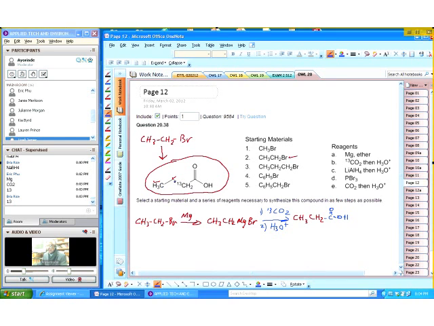So now what do we do? Keep in mind, this is where we're going. So far, we have introduced this carbon and this carbon. So we have one more carbon to go. What do we do? We have one more carbon to go. So what do you want us to do at this point?